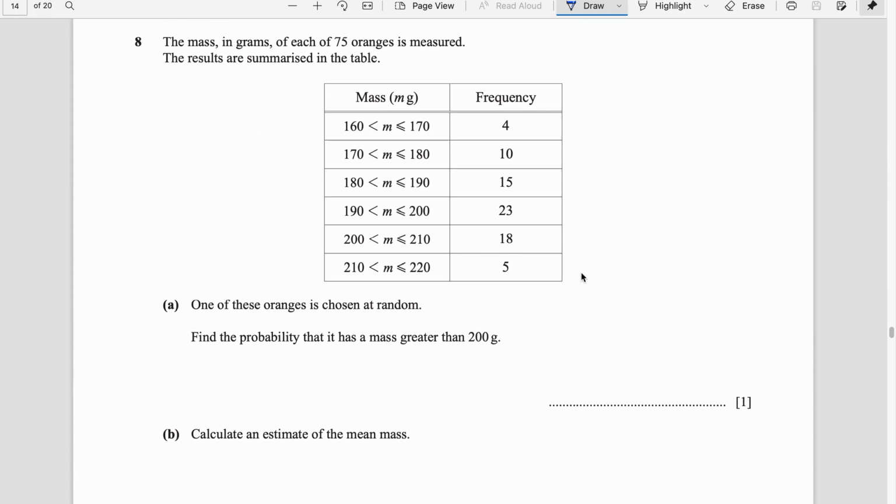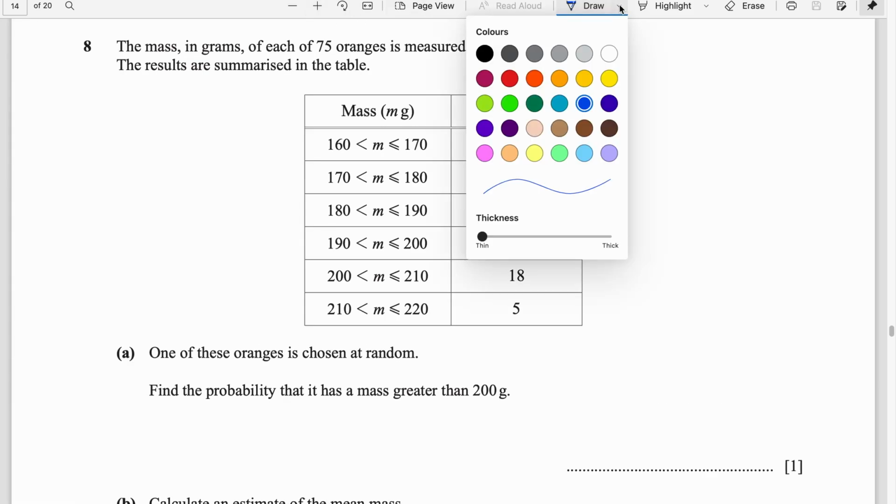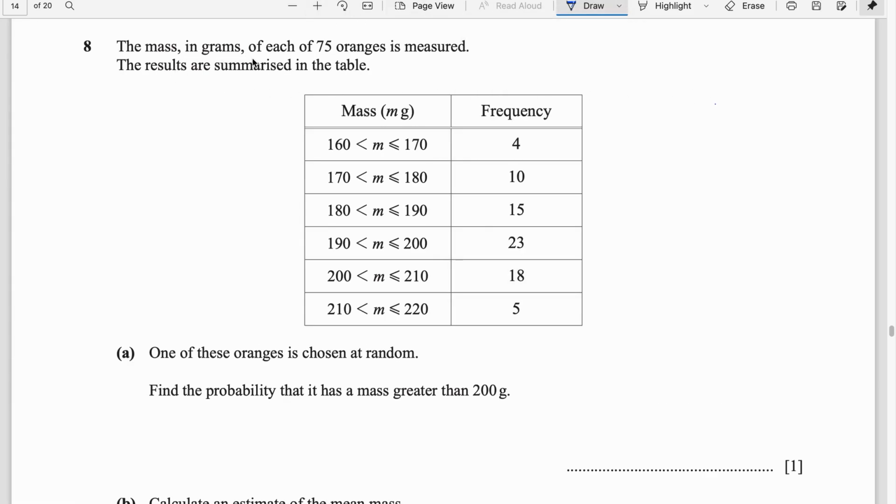Question number 8. The mass in grams of each of these 75 oranges is measured. The results are summarized in the table. One of these oranges is chosen at random. Find the probability that the mass is greater than 200. So if it is greater than 200, these are the two options. So 18 plus 5 out of 75. This is 23 over 75.